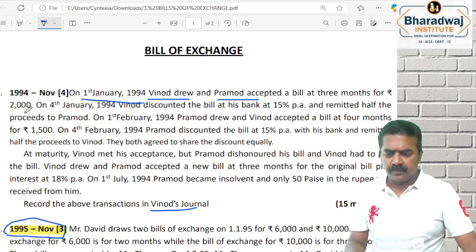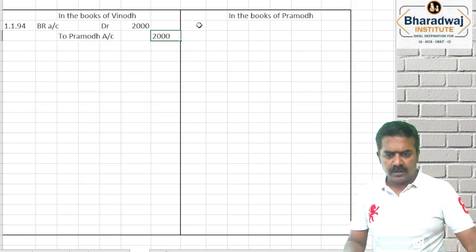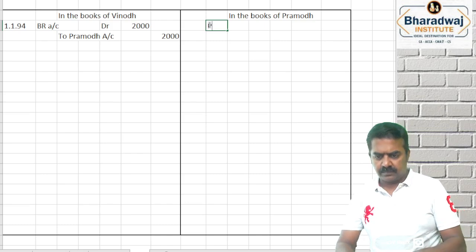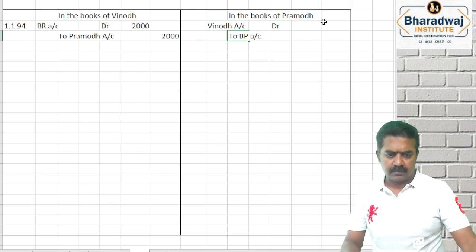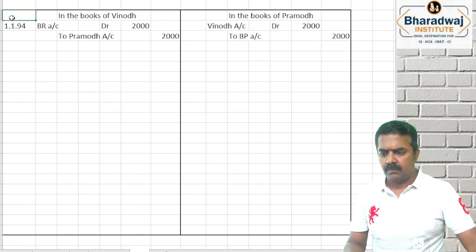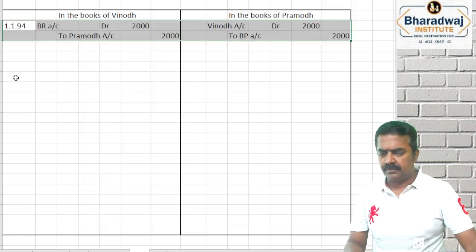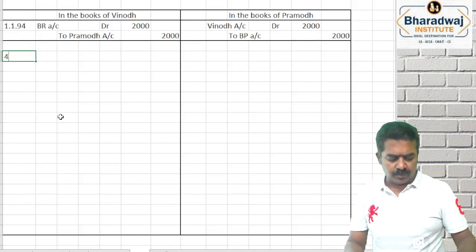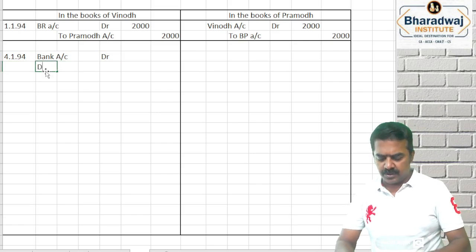First bill evlo? 2000. He is accepting the bill. The bill is discounted. When is the bill discounted? 4th January 94. Bank account debit, discount account debit to bills receivable.